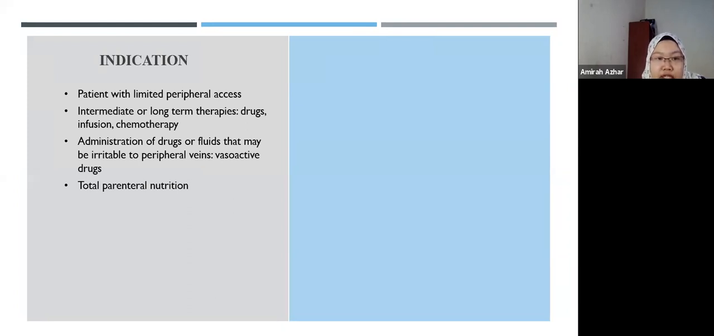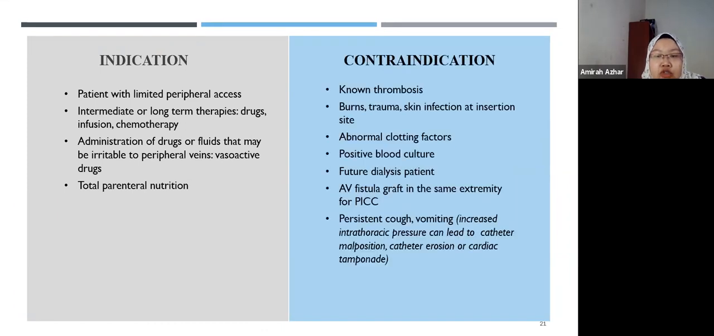The indication basically, PICC is for those with limited peripheral access, for intermediate or long-term therapy such as drugs, infusion, chemotherapy, and you want to administer drugs or fluid. And it is also used for nutrition, which is total parenteral nutrition.